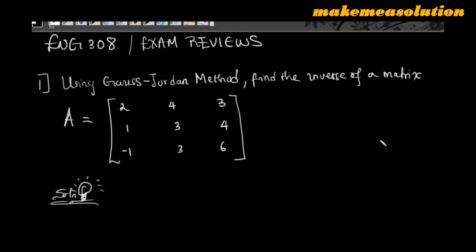We're going to use the Gauss-Jordan method to find the inverse of a matrix A given by 2, 4, 3, then 1, 3, 4, then negative 1, 3, 6.